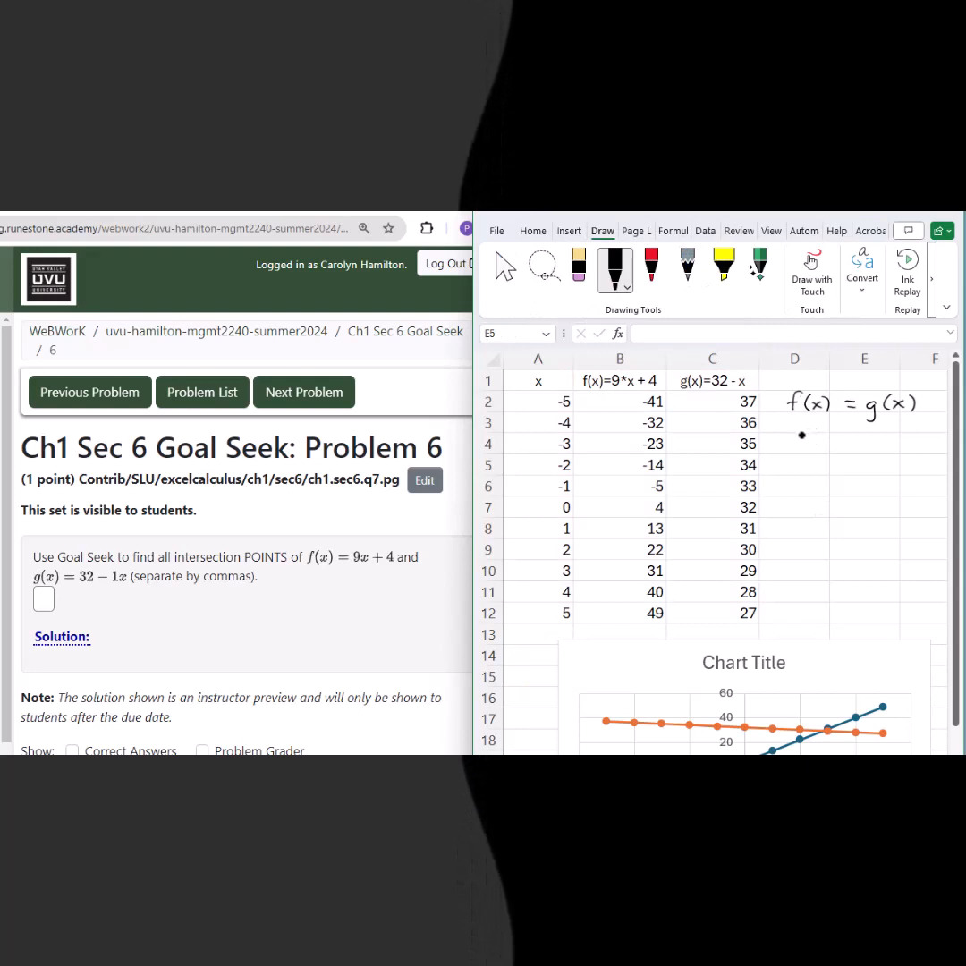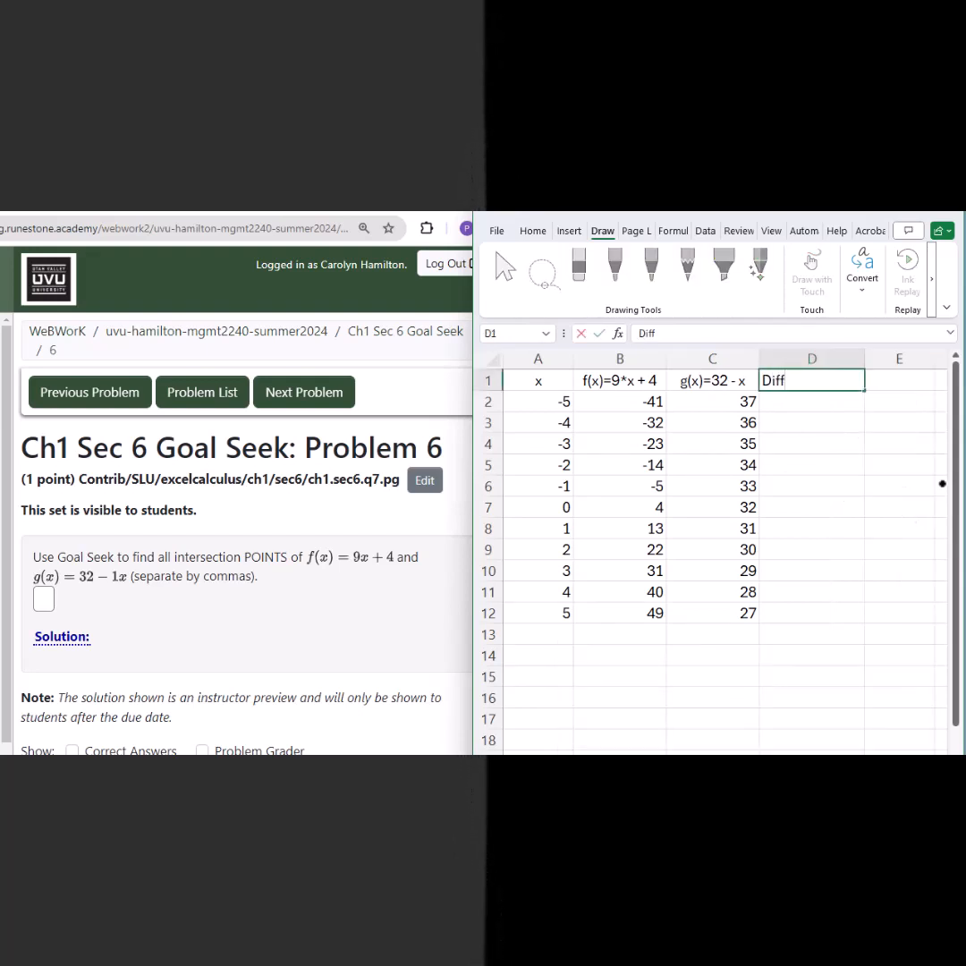In the end, I want to know where function f is equal to the same value as function g. Instead, I'm going to subtract function g from both sides and say if f of x is the same as g of x, then when you subtract them, you should get an answer of 0. So instead of setting f equal to g, I'm going to take the difference between the two and set it equal to a value of 0. So we'll set up a difference column. It will be equal to the value of function f, subtract the value of function g.